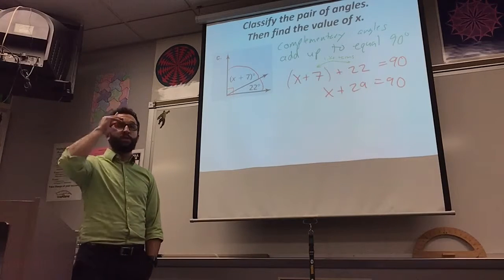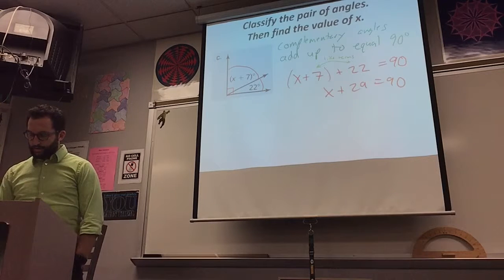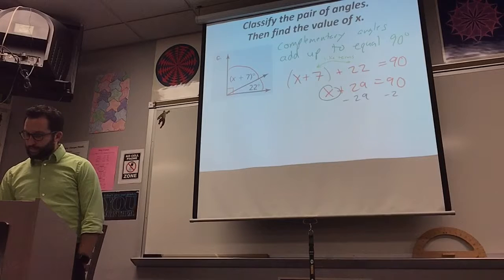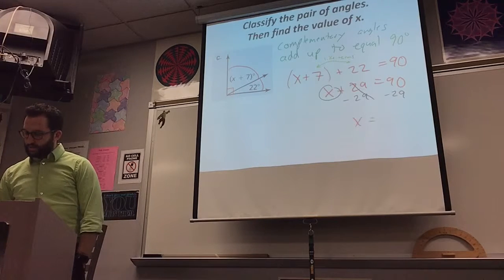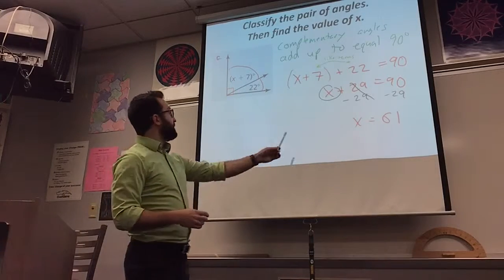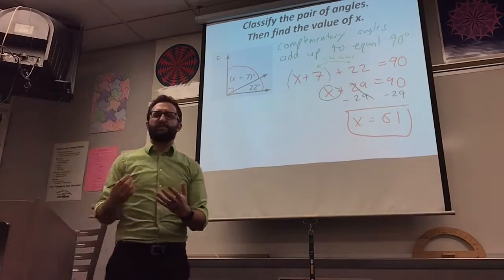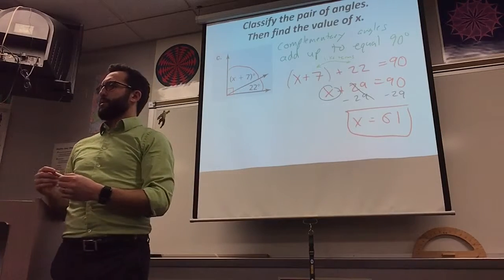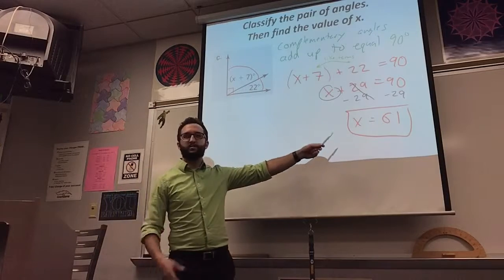This ends up being only a one-step problem, which is kind of nice. The last one was a 2, this is a 1. Isolate that variable, subtract 29 from both sides. Someone help me out, tell me what 90 minus 29 is? 61. Good, 61. Now, before we break, is 61 a degree measurement? Should we put a unit of degrees there? No, we shouldn't put a unit of degrees because 61 is what x is.